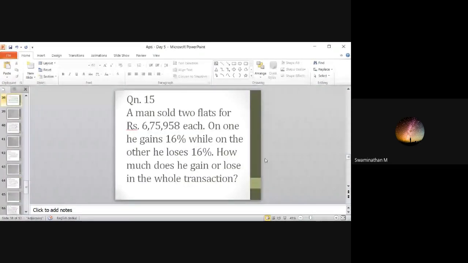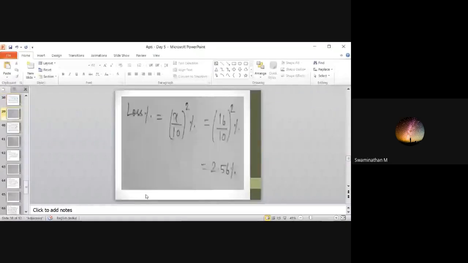Then it would be (16 by 10) the whole square, 1.6 square, 2.56%. And it is again a loss. It is not a gain, it is a loss. Okay. Next question.